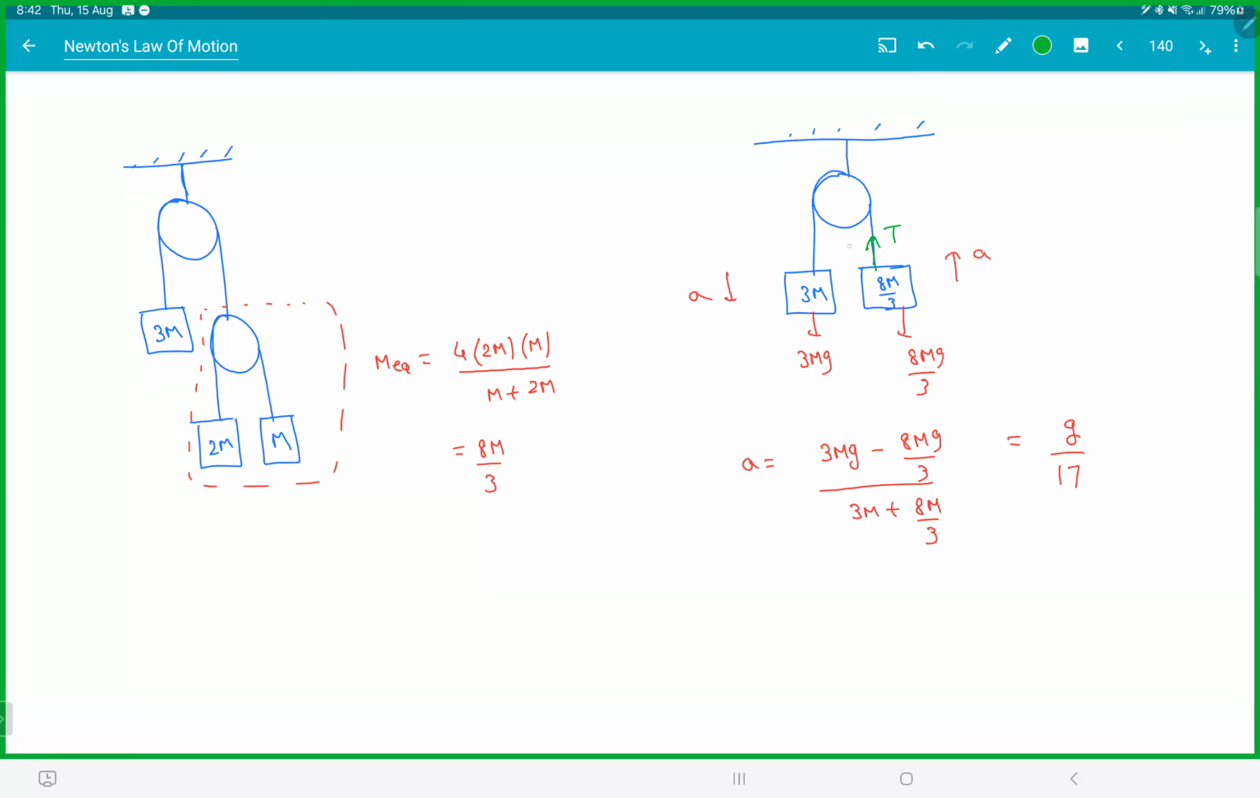You can even find the tension here, T. Tension will be 2 into 3m into 8m by 3 g by (3m plus 8m by 3). So once you get the tension here, that is actually this tension T here, meaning this string my tension is T by 2 and this string my tension is T by 2. So if you want to find the acceleration of these blocks, you can find them. T by 2 minus mg is equal to ma1. Substitute T here and a1, a2 will also come. T by 2 minus 2mg is equal to 2ma2. Substitute T here, you'll get a1, a2.